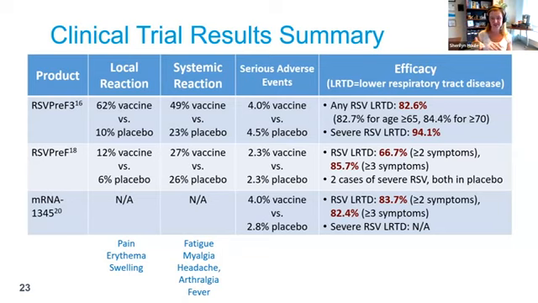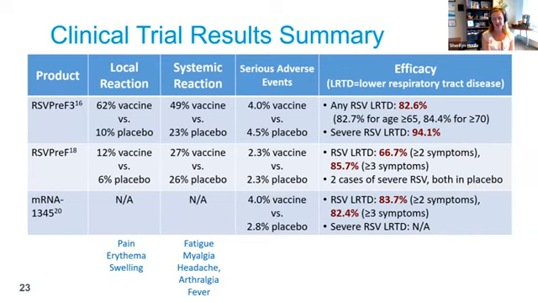But overall, across the board, we see pretty good efficacy against most of these different definitions for RSV, with especially high effectiveness against more severe infections. You'll see 94.1 percent efficacy against severe disease for the adjuvanted vaccine. When it comes to the severe cases with the unadjuvanted, we saw no cases in the vaccine group, with 2 cases in the placebo group. So we're seeing very high effectiveness there also.